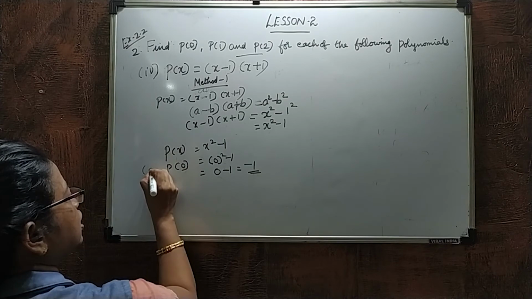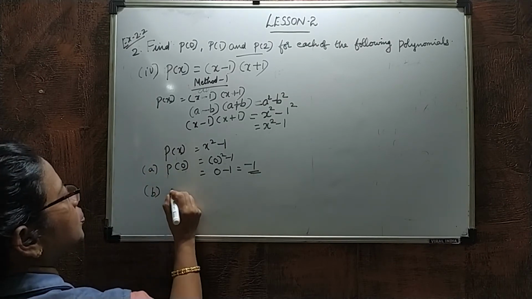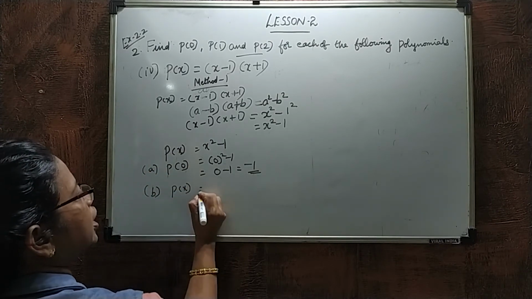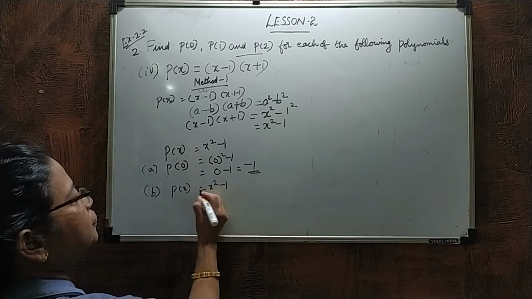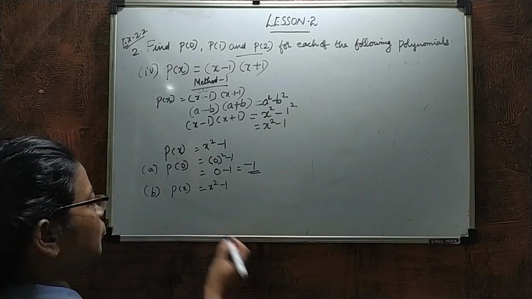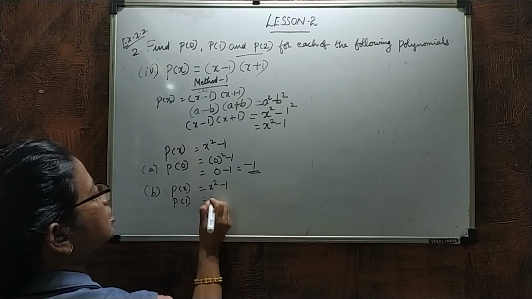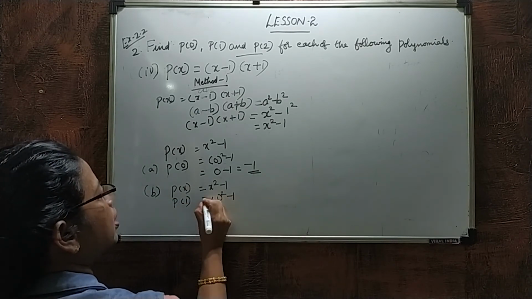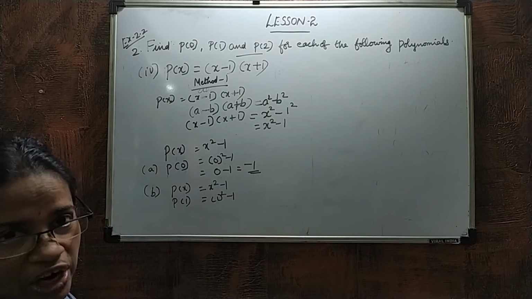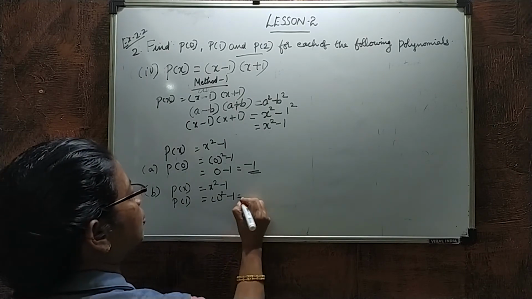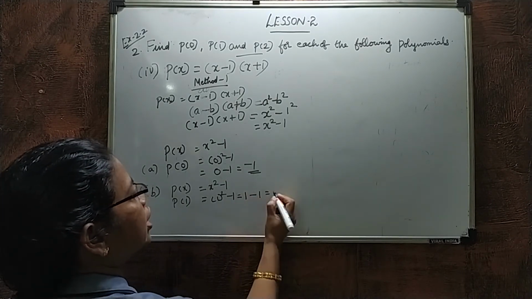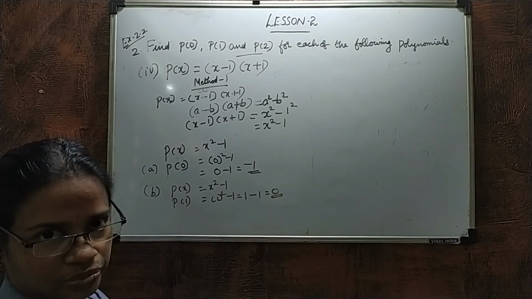Next one, here it is B. P of x is equal to x square minus 1. Then P of 1 equals 1 square minus 1. 1 square means 1 into 1 minus 1. That means 1 minus 1. What will you get? 0.